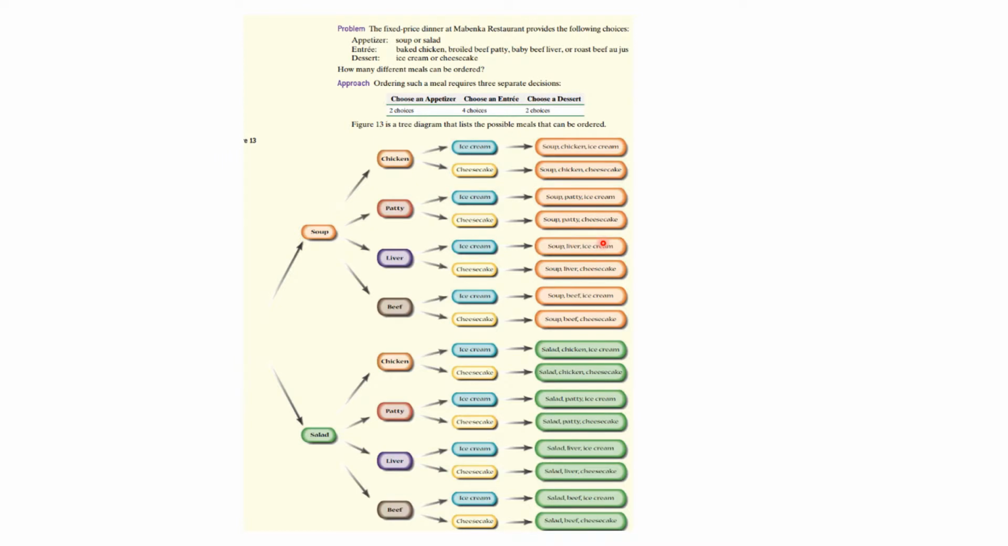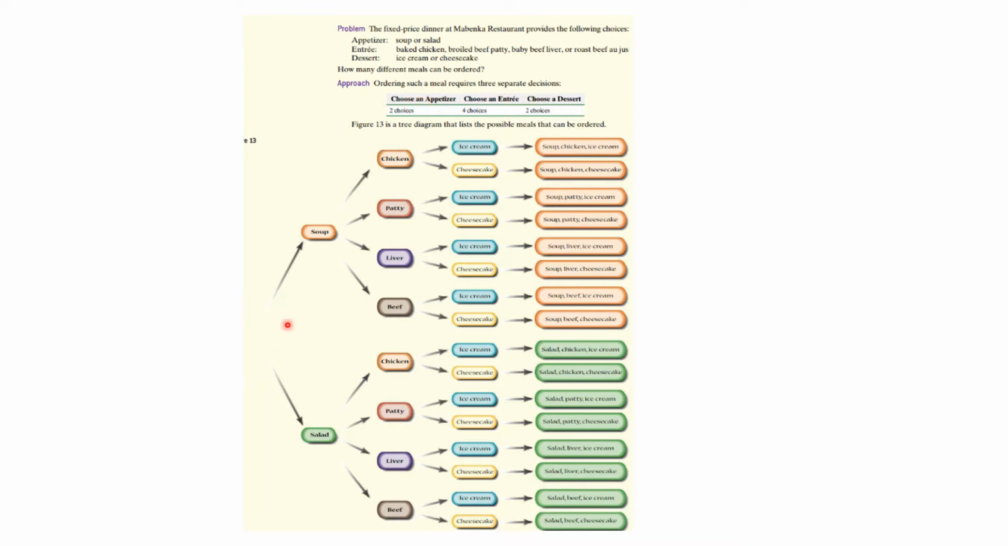By way of introduction, let's consider working towards the multiplication rule. Suppose you're going to a restaurant and it's a fixed price dinner, and for an appetizer you can choose soup or salad, and for the entree you can choose baked chicken, broiled beef patty, baby beef liver, and roast beef au jus, and for dessert ice cream or cheesecake. How many different meals could be ordered?